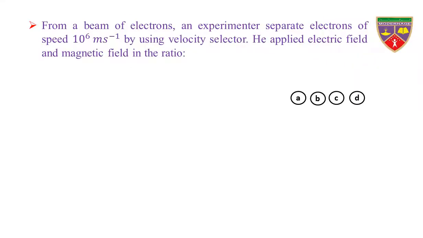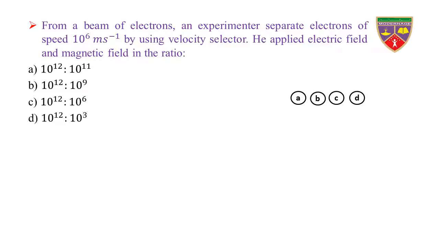From a beam of electrons, an experimenter separates electrons of speed 10^6 meter per second by using a velocity selector. He applies electric field and magnetic field in the ratio. Option A, 10^12 to 10^11. Option B, 10^12 to 10^9. Option C, 10^12 to 10^6. Option D, 10^12 to 10^3.